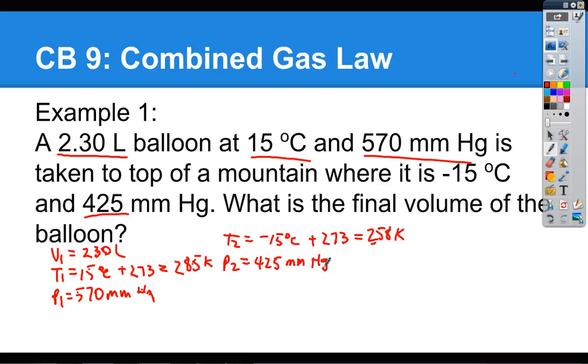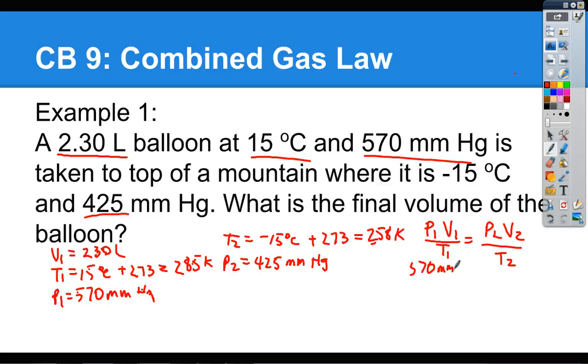All right, so we can use the combined gas law because we've got two things going on here. So what do we have? We have P1 times V1 over T1 is equal to P2 times V2 over T2. So now we're going to substitute our values in. We've got a P1 of 570.